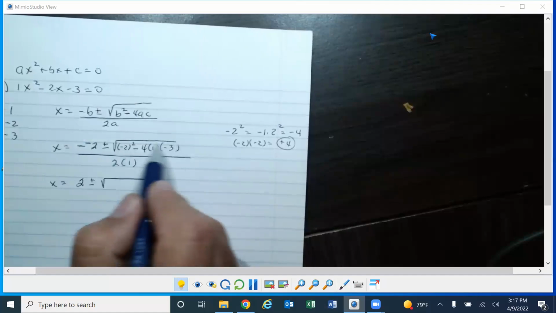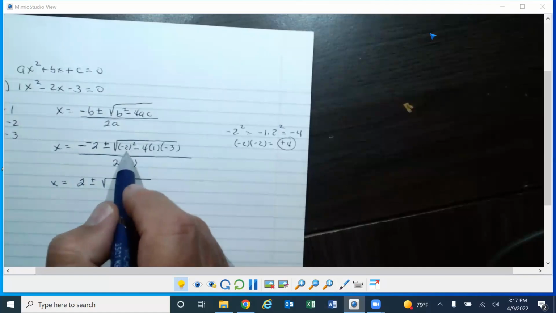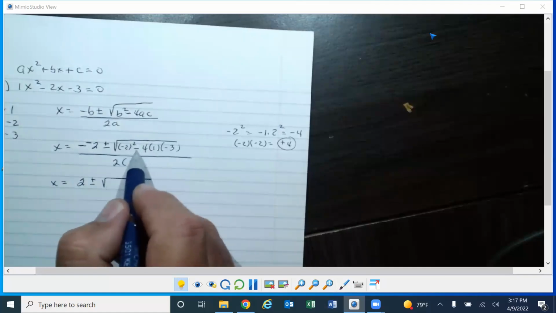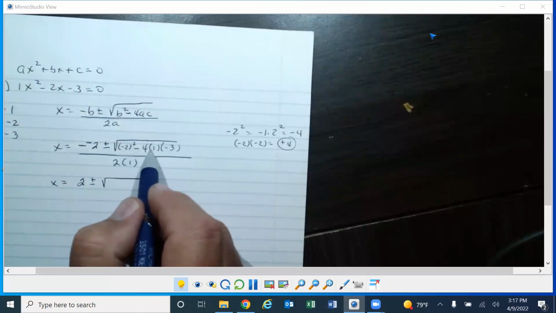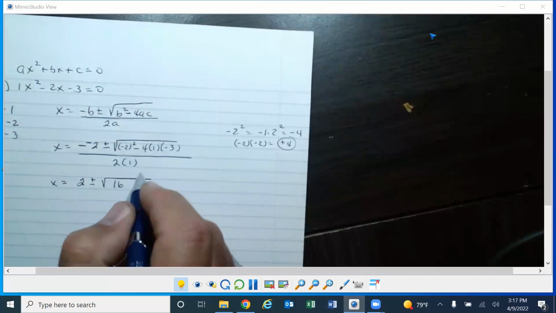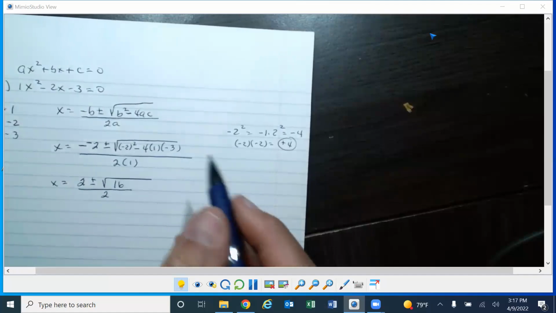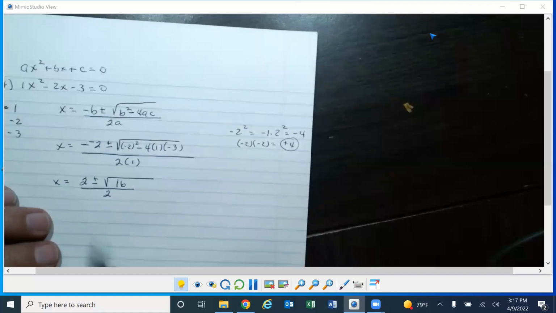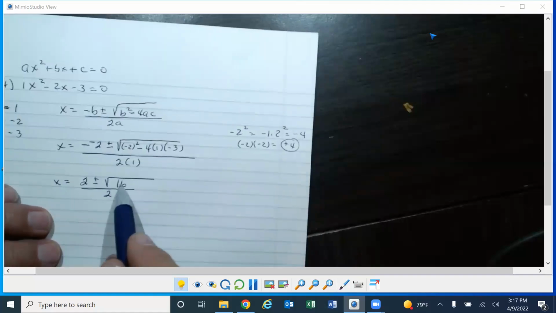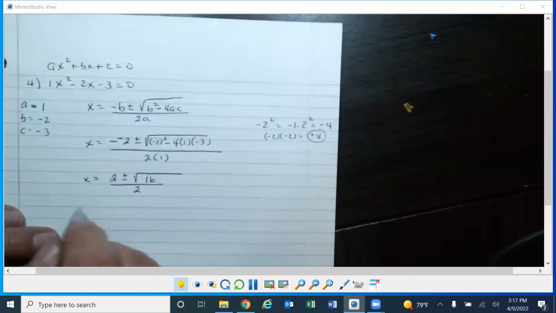And so we're going to multiply and subtract these all together. That is 4. This is going to be -4 times -3, that means 12. So altogether, it's 16. And then the 2 times 1 is 2. So that could be an answer. Remember, one answer is going to be 2 plus the square root of 16, divide the whole thing by 2, or 2 minus the square root of 16, divide by 2. And that's what we're really doing.